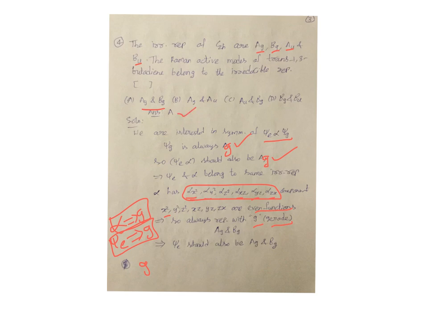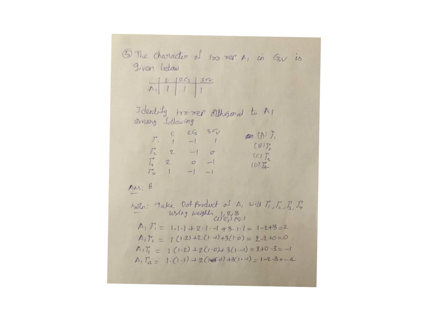Let's go to problem 5. The character table of irreducible representation A1 in C3V is given below. Identify the representation that is orthogonal to A1. So here we are not talking about any IR activity or Raman activity or allowed electronic transitions. Here we are talking about the orthogonality theorem. Basically, we need to identify among these 4 representations which is orthogonal to A1. Orthogonality, as we have discussed, is taking the dot product of the 2 vectors. If the dot product is 0, then A and B are orthogonal. If it is non-zero, they are not orthogonal.